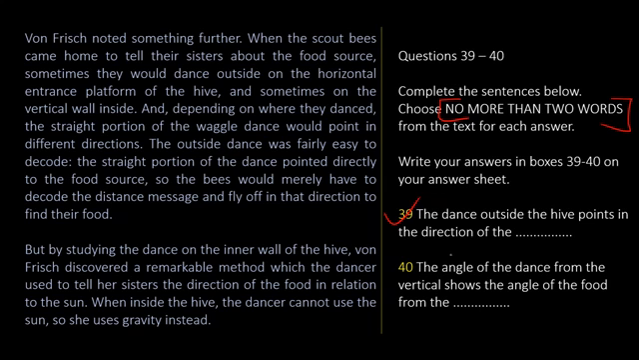Now if you look at this one, the dance outside the hive points in the direction of the blank, the answer is here, food source. The outside dance was fairly easy to decode. The straight position of the dance pointed directly to the food source. The instructions say no more than 2 words, and here, if you write the food source, see, this one is incorrect for a reason, because it's not 2 words anymore, it's 3 words.